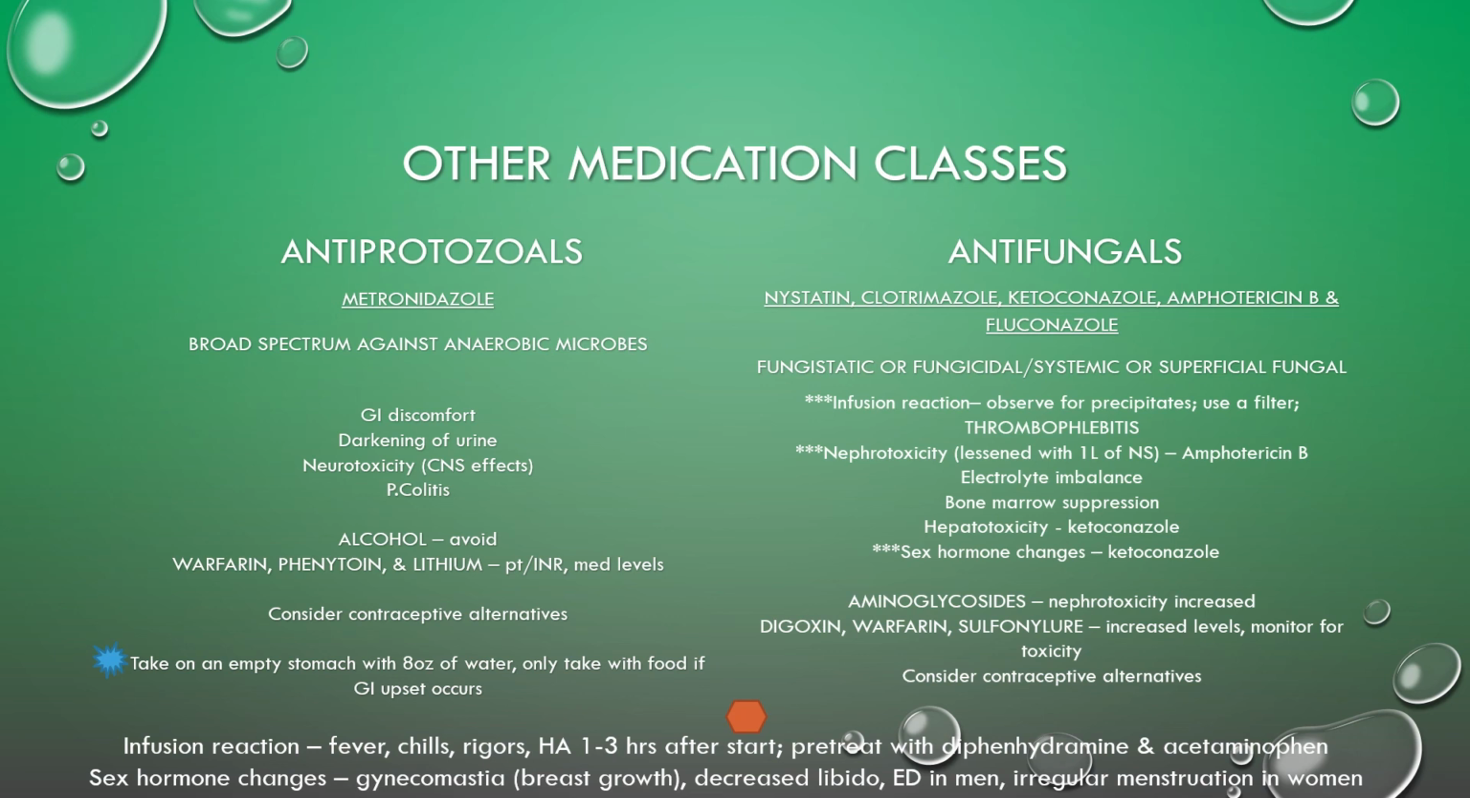Sex hormone changes with these antifungals include gynecomastia, so breast growth. So this is abnormal breast growth. So if they didn't previously have a C cup and now they have a C cup, or they're male and now they have a C cup. So breast growth that is not normal to their development. A decreased libido, erectile dysfunction for men, and irregular menstruation in women. Those are all sex hormone changes that can occur with antifungals, especially ketoconazole.